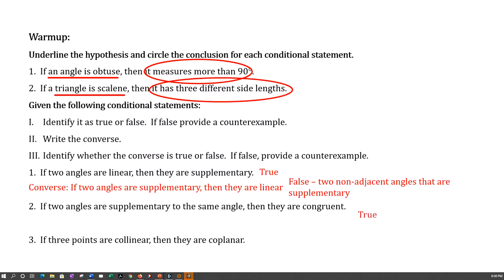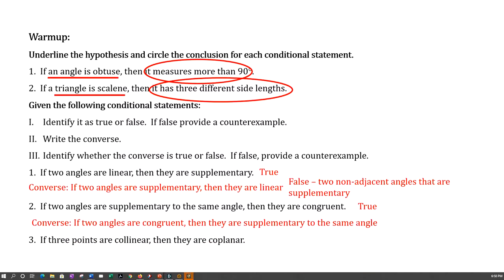That is true, because they're both going to have the same measurement. They have to be supplementary to the same angle, so they're both going to have the same measurement, so they're going to be congruent. Our converse is if two angles are congruent, then they are supplementary to the same angle. Again, when we think about that, if they're congruent, they're going to have the same measurement, so they're going to be supplementary to the same angle. So that one's true as well.